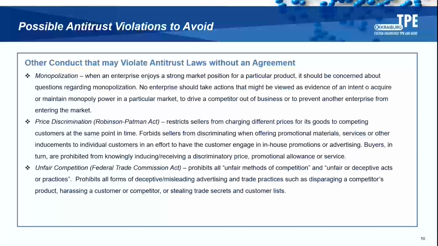Beyond the Sherman Act, other conduct that's not directly related to agreements may violate antitrust laws. Monopolization, as I alluded to earlier: whenever an enterprise enjoys a strong market position for a particular product, whether it's a 50% or 70% share of the market, it should be concerned about questions regarding monopolization. No enterprise should take actions that might be viewed as evidence of an intent to acquire or maintain monopoly power in a particular market, or to drive a competitor out of business or prevent another enterprise from entering the market.